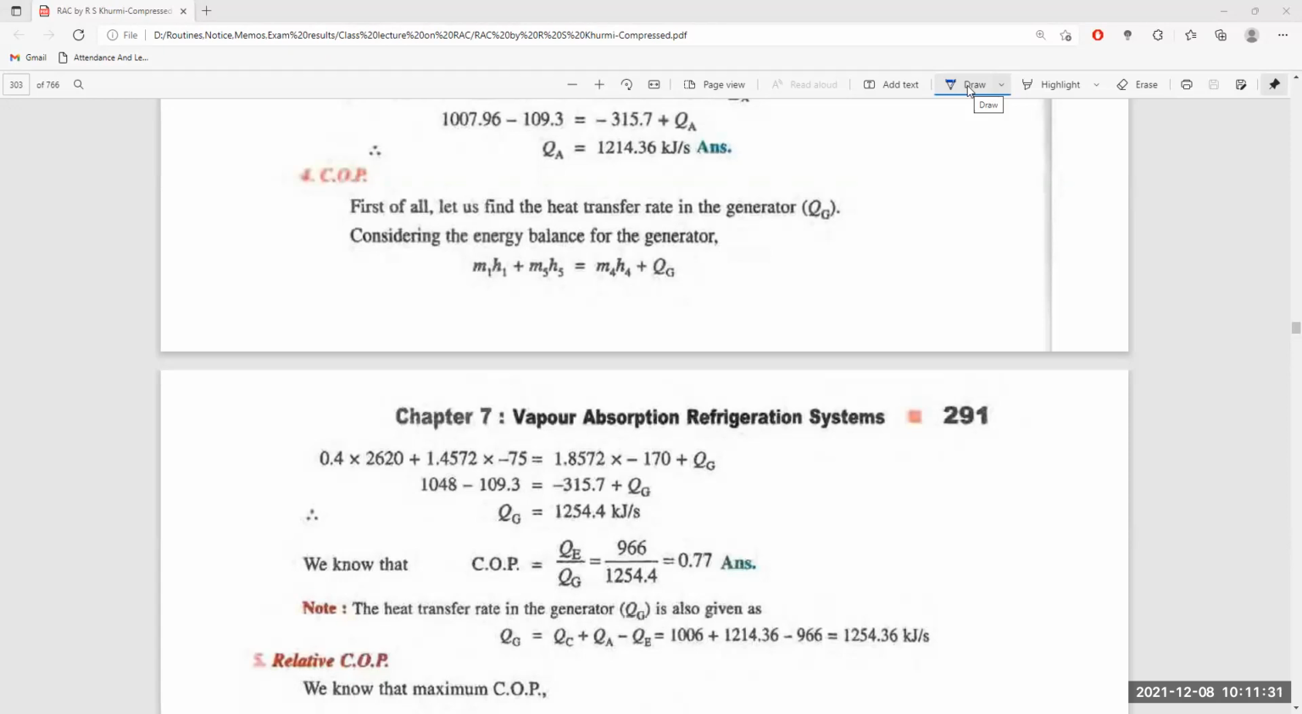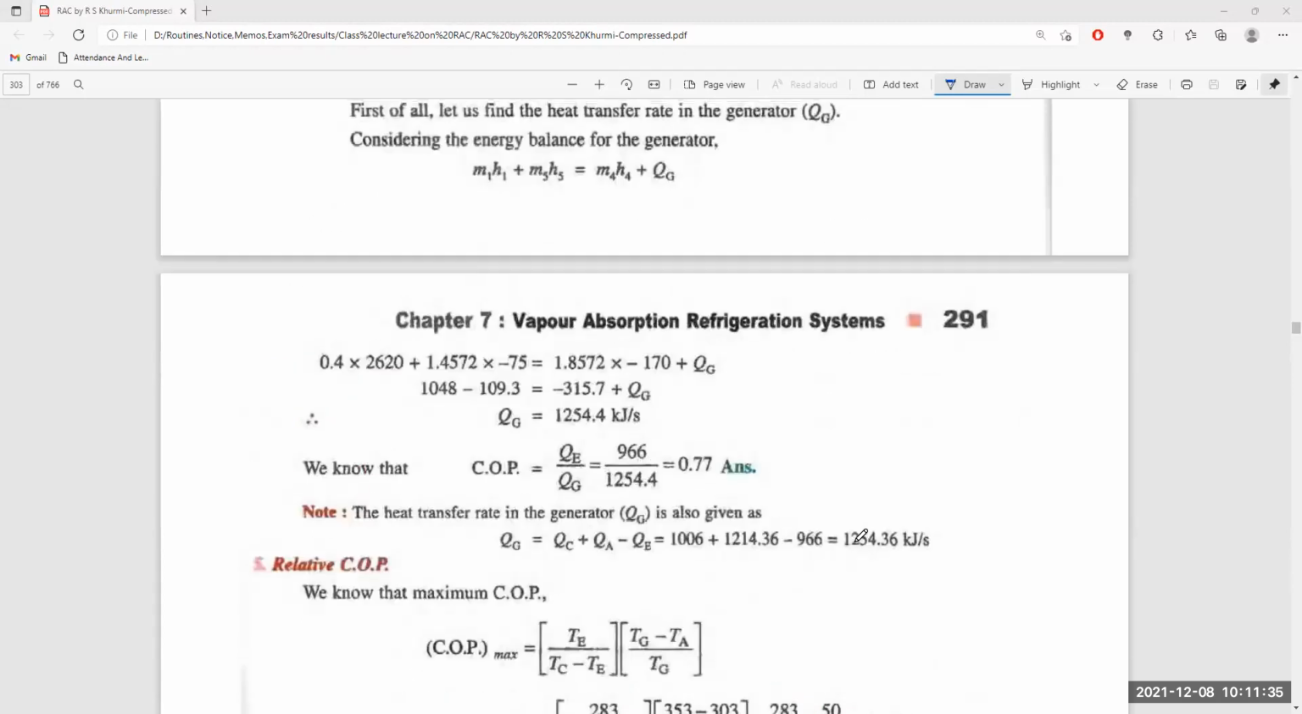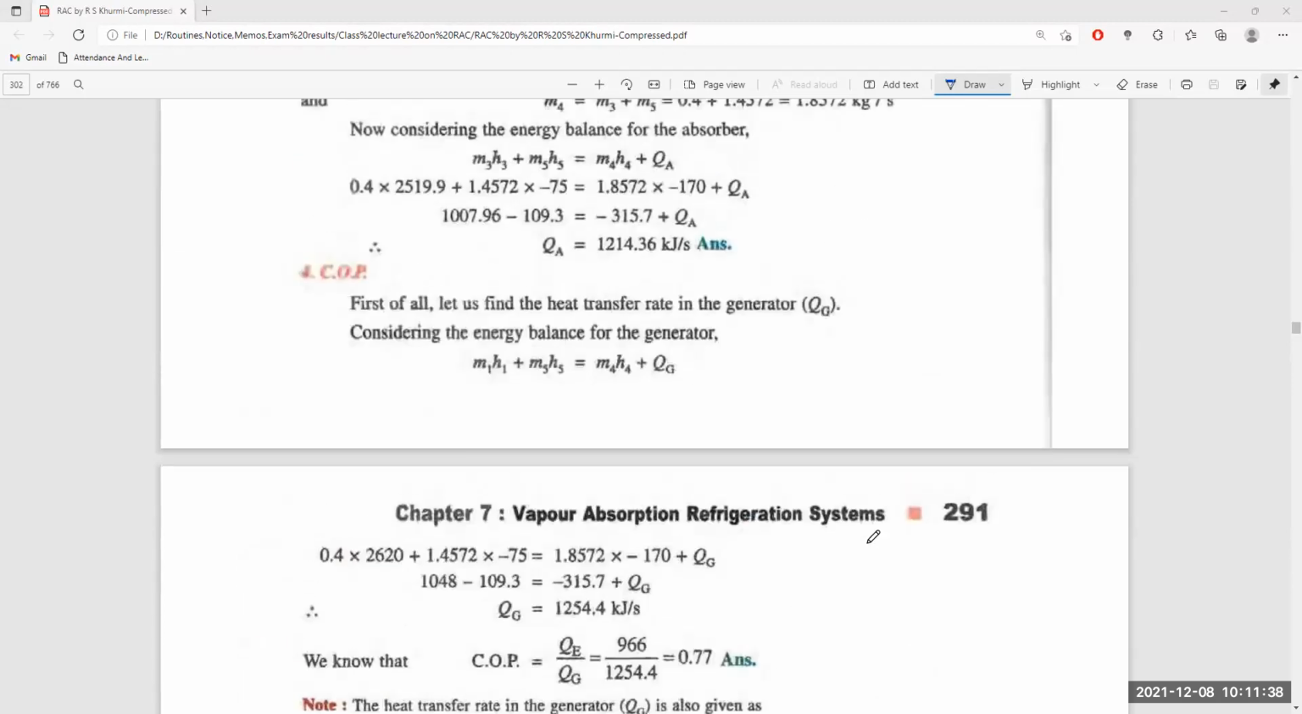Now, let us finish this portion. There was no power. Now, let us go for the COP. First, we have to know the energy balance for the generator, means how much energy is coming in and how much energy is going out.